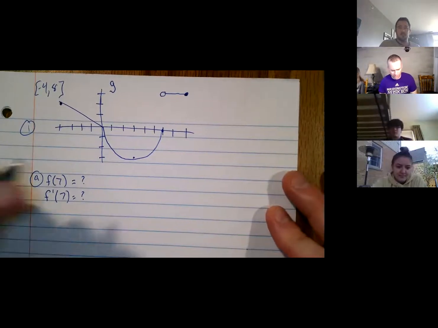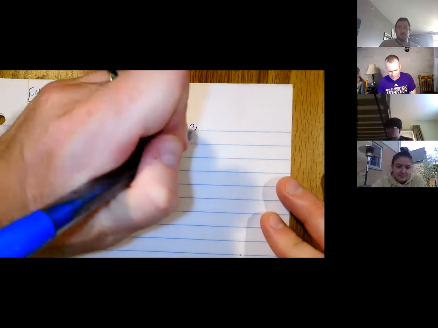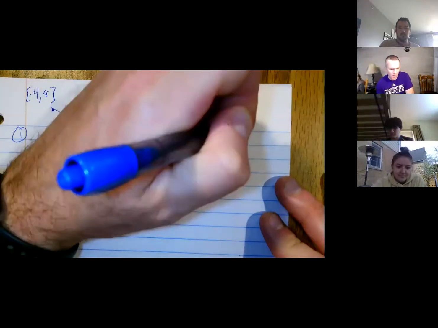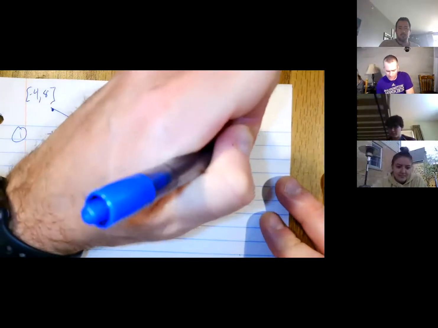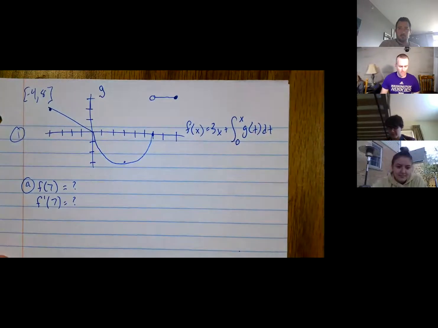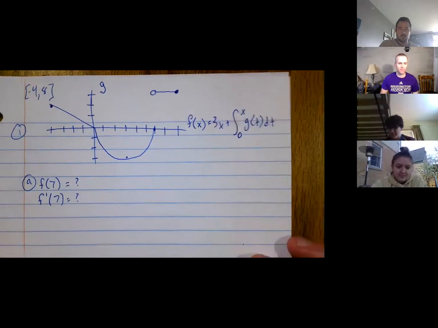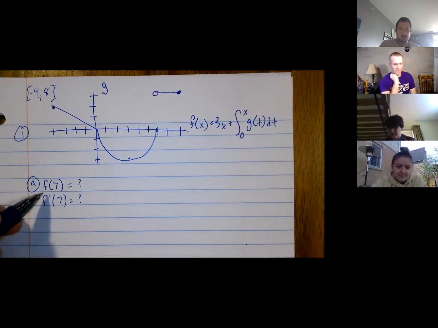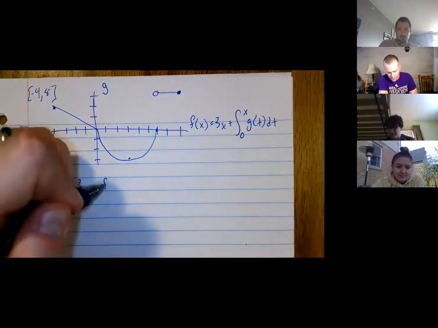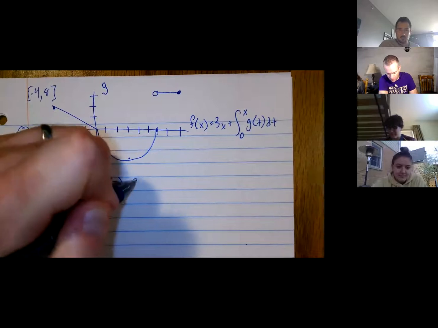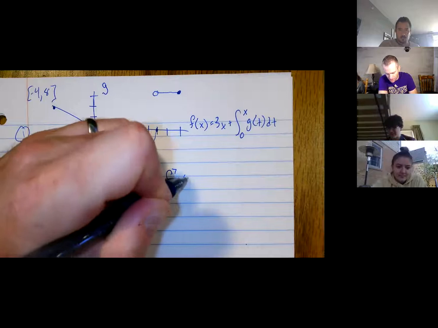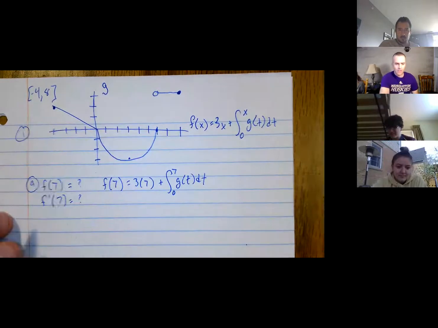Let f be the function defined by 3x plus the integral from 0 to x of g of t dt. Part A says find f of 7 and f prime of 7. First of all, f of 7 is just a function notation thing. So f of x is this, so we're just going to replace x with 7. So 3 times 7 plus the integral from 0 to 7 of g of t dt. That's all we have to do.